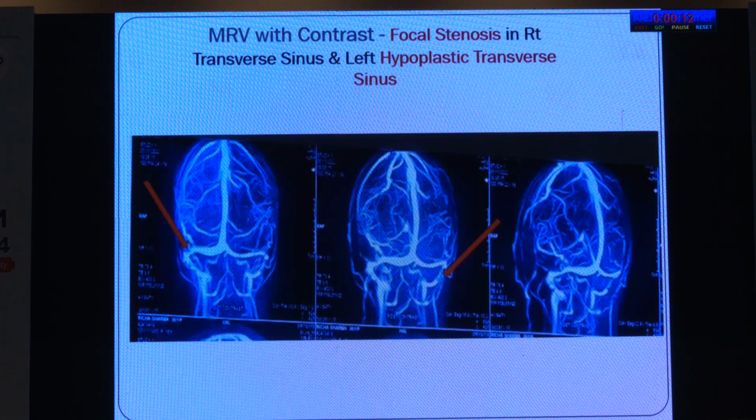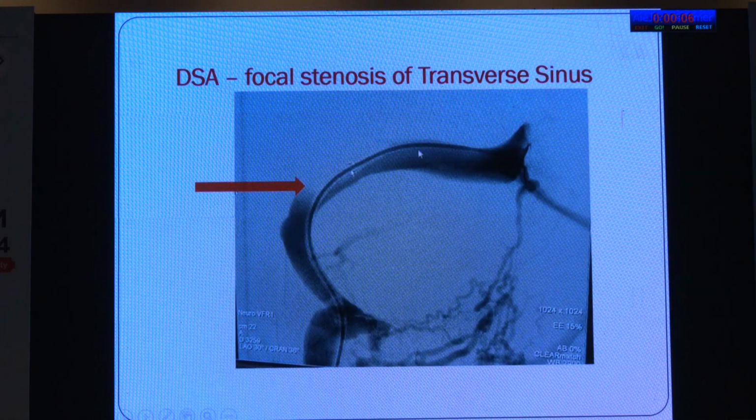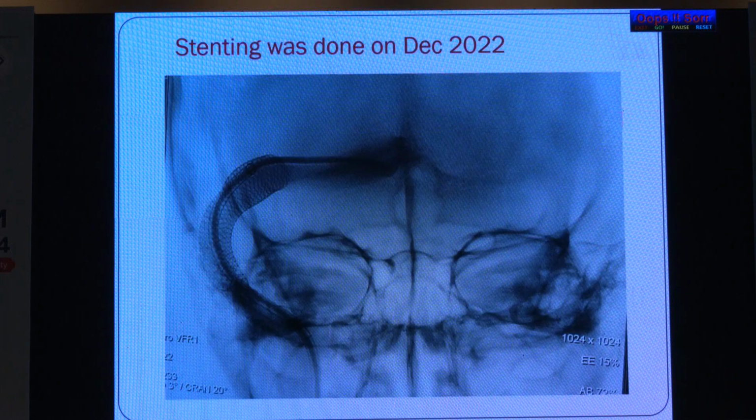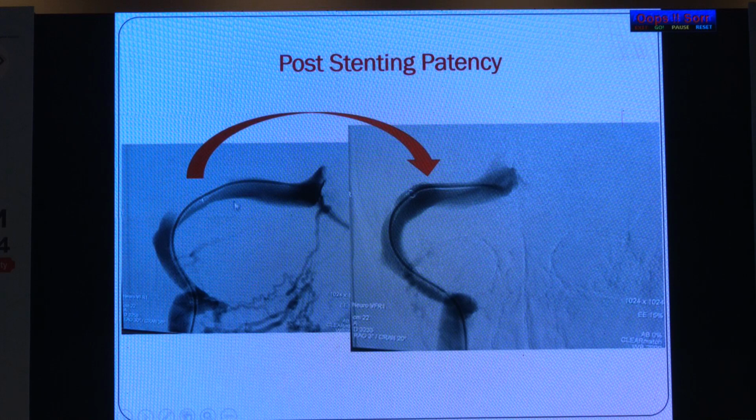This was her MRV, a contrast enhanced MRV, and it was showing a definite focal stenosis. This was her DSA, which was again confirming. This is the guiding wire, you can see, and this was the pressure: 42 millimeter in the proximal part and 10 millimeter in the distal part. That means it was a 32 millimeter difference between both of these. So again, this is the mesh of the stent, you can see, and this is pre and this is post.